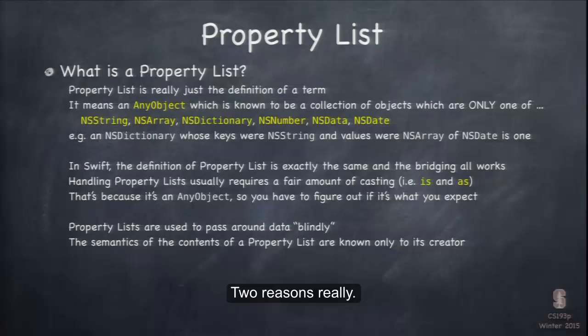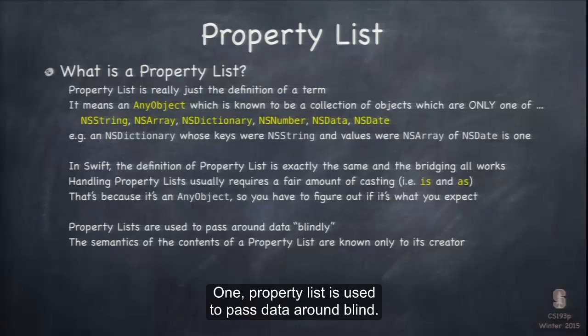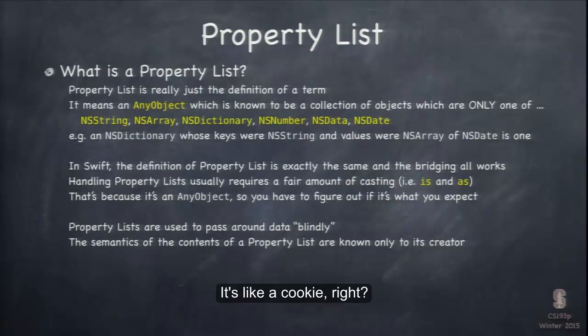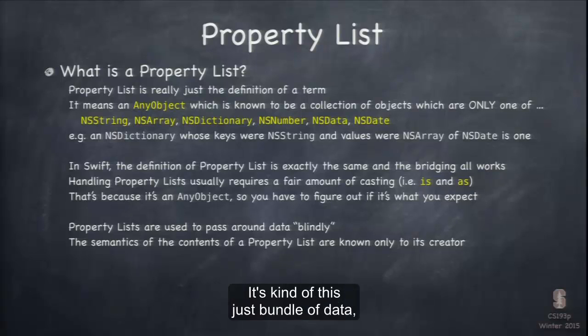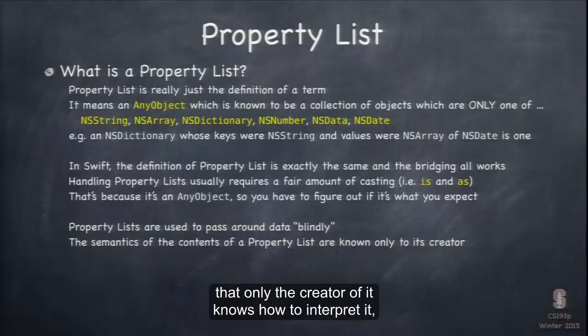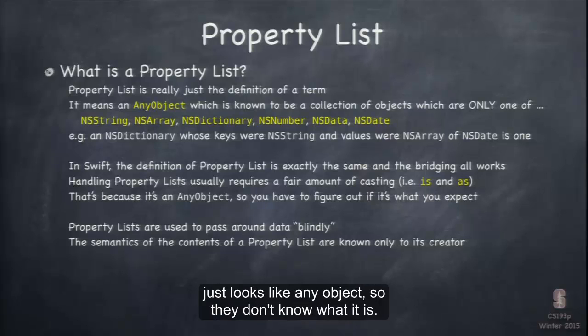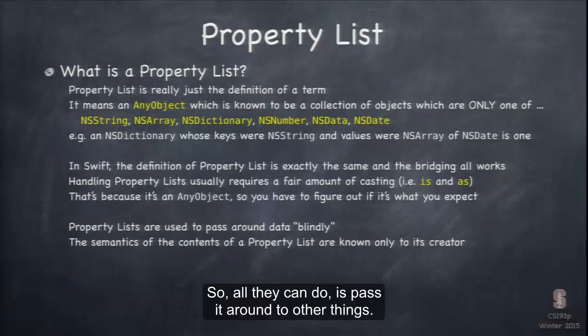2 reasons, really. One, property list is used to pass data around blind. It's like a cookie, right, in a browser or something. It's just this bundle of data that only the creator of it knows how to interpret, because only they know what strings, arrays, dictionaries, and stuff are in there. But to everyone else, it just looks like AnyObjects, so they don't know what it is. So all they can do is pass it around to other things. So it's good for blind data passing.